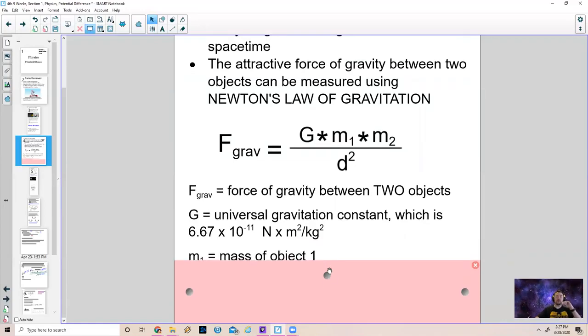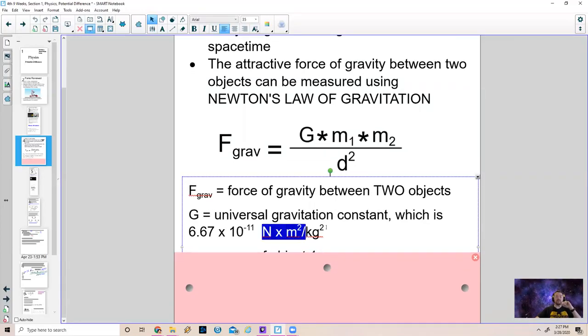Oh, whew, it's close. But the whole point of this super complicated unit is to help us cancel out other things in the equation. That way we wind up with the unit that we're looking for.